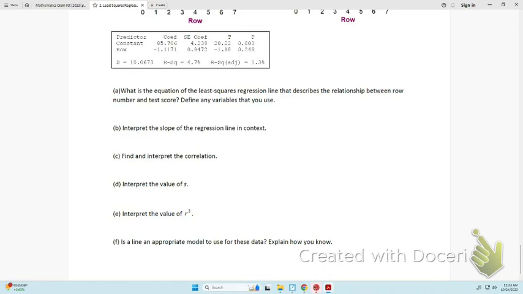We know that the predicted test score, y hat, equals 85.706 minus 1.1171 times row. And that is all they want for part A.